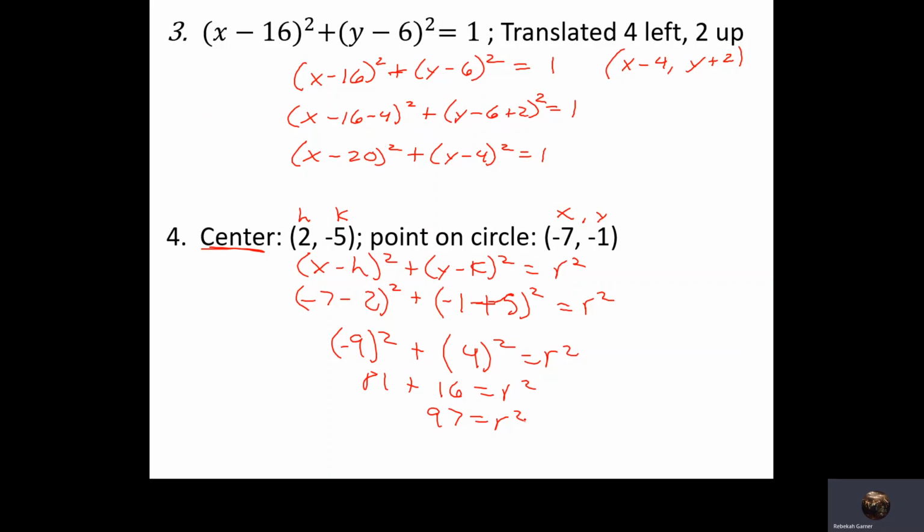So do I have to keep going at that point? No. Okay. Now I'm going to take that 97 and plug it back in for r squared, and what else do I need to plug back in to write the equation? I need the r squared and the center. So to write the equation, I'll do x minus 2, right? Why am I having a -2 here? Because it's a positive 2 in the center. And then I'll plug in what for my k? Positive 5. So y plus 5, and then equals 97, and I'm done.